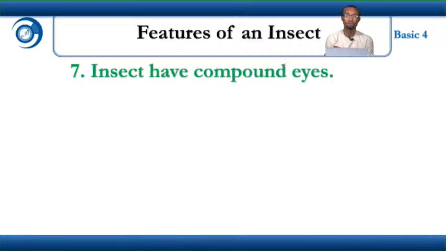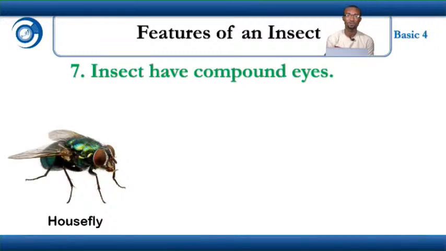Another feature of an insect is that they have compound eyes. We humans have 2 eyes. They also have 2 eyes, but their eyes are referred to as compound eyes. And what difference does it make? What is the difference between the eye of the insect and the eye of the human being?